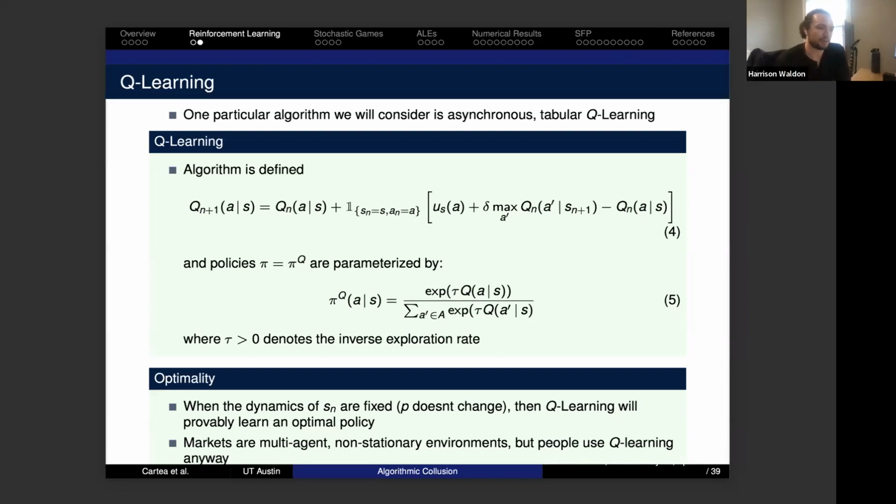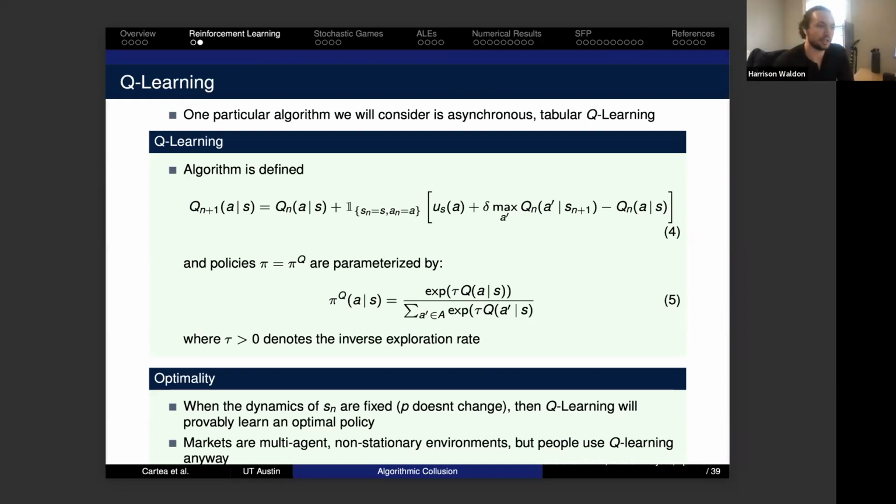So this algorithm is very popular and underpins many algorithms in RL, and its behavior is well understood in certain settings. In particular, when there's just a single agent interacting with an environment whose transition function is fixed, then Q-learning will learn an optimal policy. However, as I said, markets are multi-agent and non-stationary, but still people use Q-learning anyway.